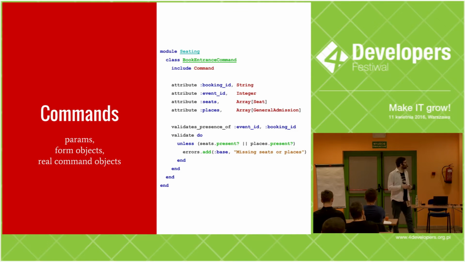Here is an example of a book entrance command. Let's say I decided to book one seat at a conference. There is a booking ID, there is an event ID, which describes that this is for a developers conference, and there is an array of seats, so I want to book these two seats. And that's my command. That's what I want to do as a user in our system.